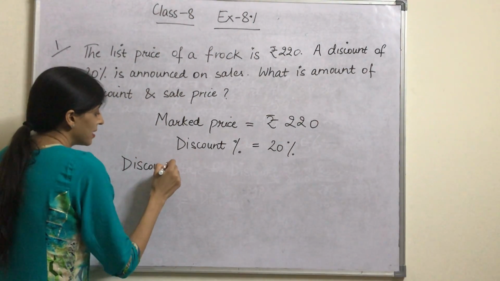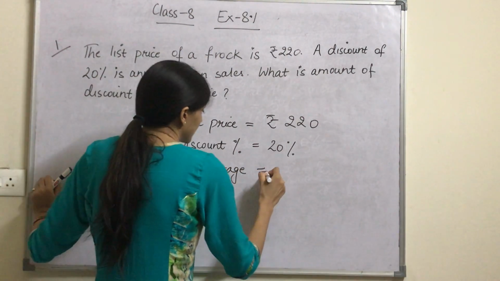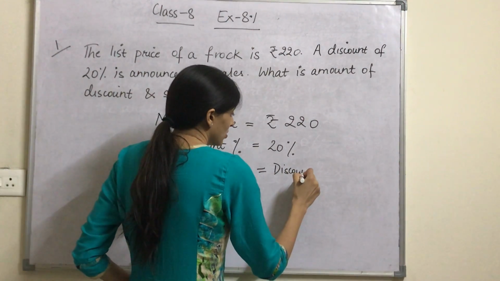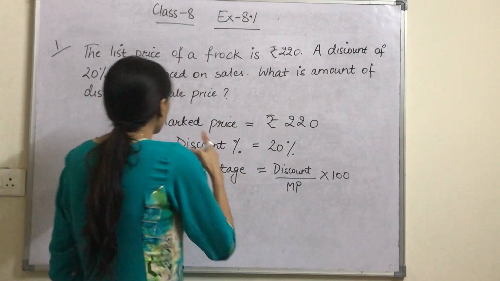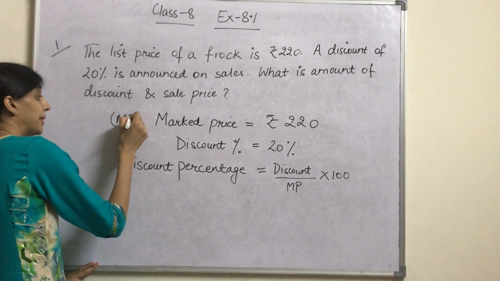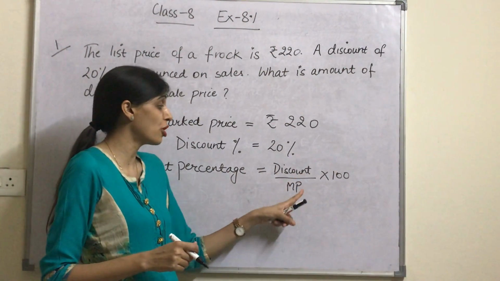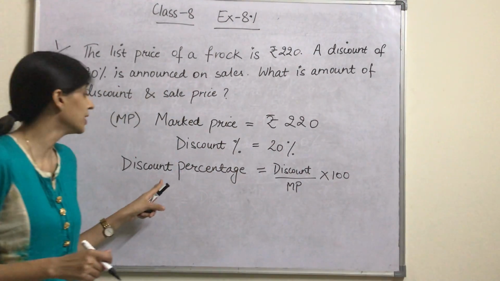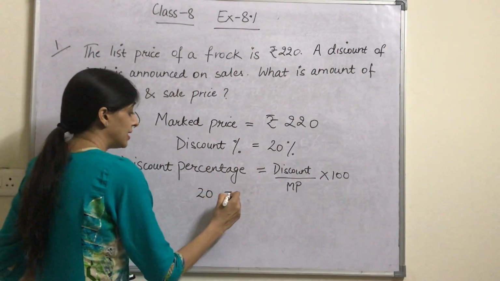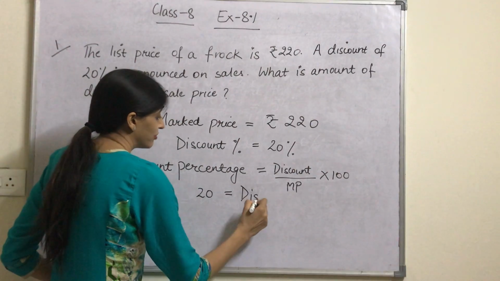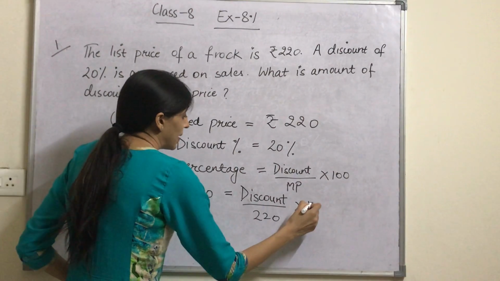You have to remember the formula to find out the discount. Discount percentage is discount upon mark price into 100. This mark price is represented by capital MP, so I am writing the short form here. Put the values. What is the discount percentage? 20. What is the discount that we have to find out? What is the mark price? 220, and multiply by 100.